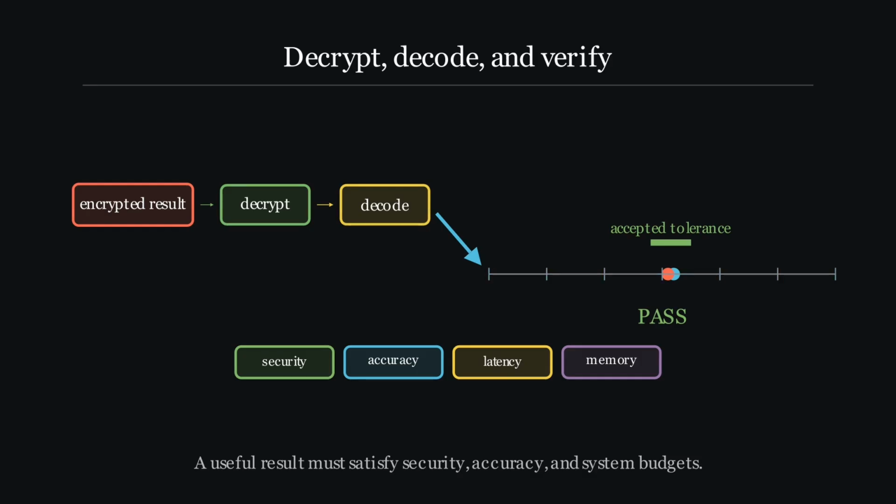The final row reminds us that correctness alone is not enough. Deployments also measure security, accuracy, latency, and memory. Act 1 therefore ends with one connected mental model. Design the computation, validate parameters, provision minimum capabilities, evaluate encrypted data, and verify the returned numerical result.